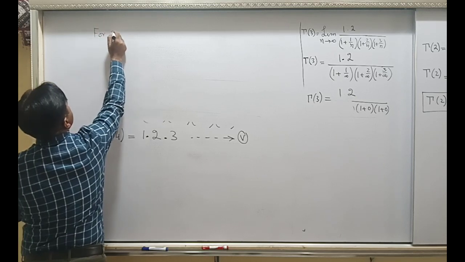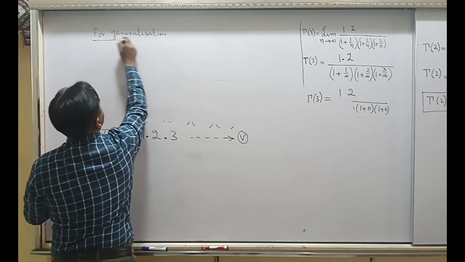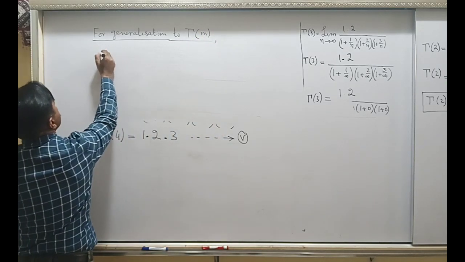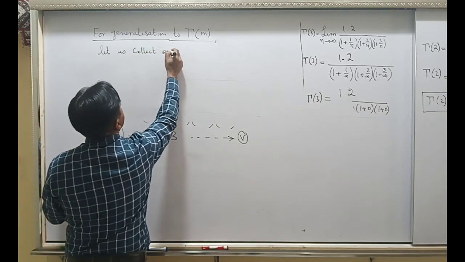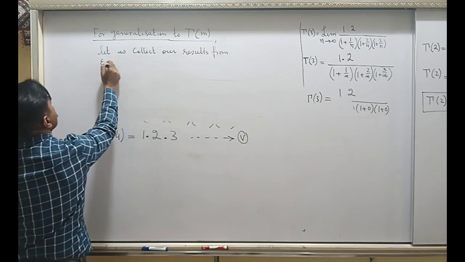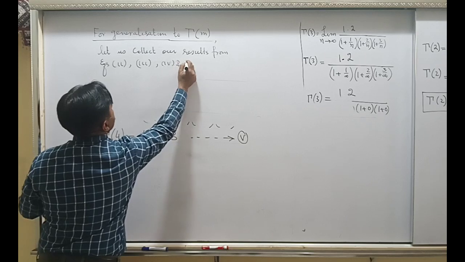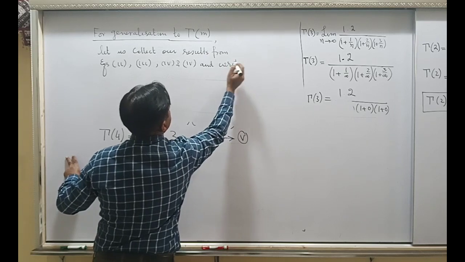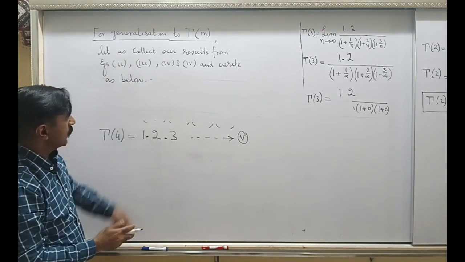For generalization to gamma m, let us collect our results from equations 2, 3, 4, and 5, and write as below. We collect all the results together in one line.